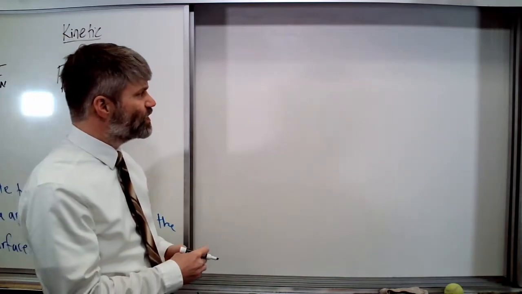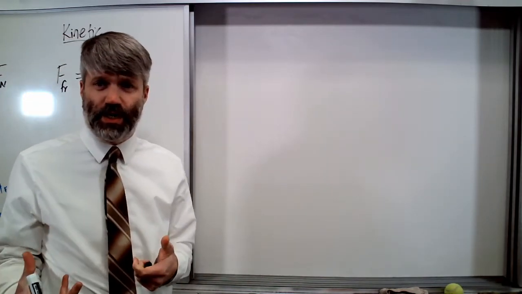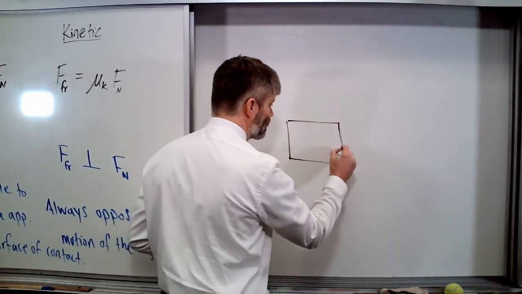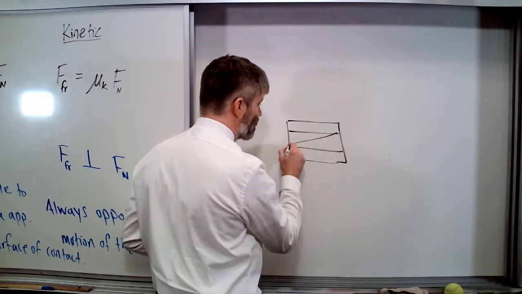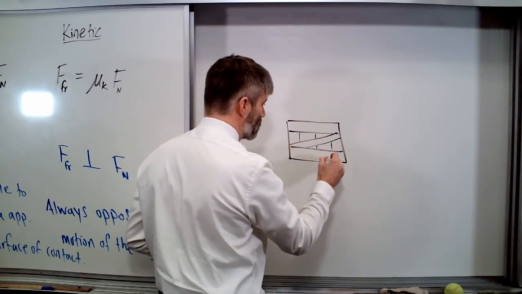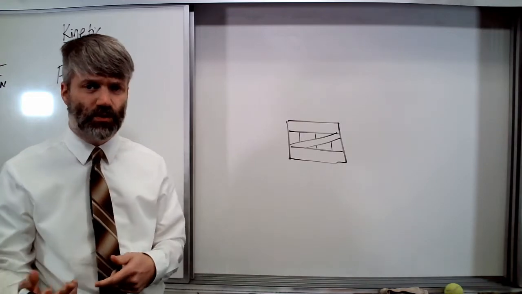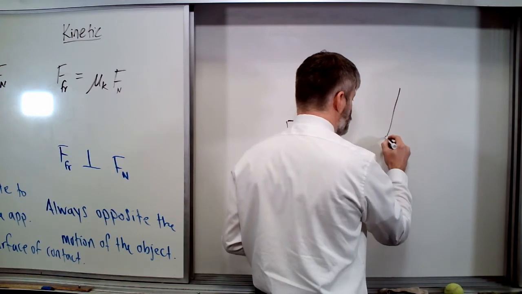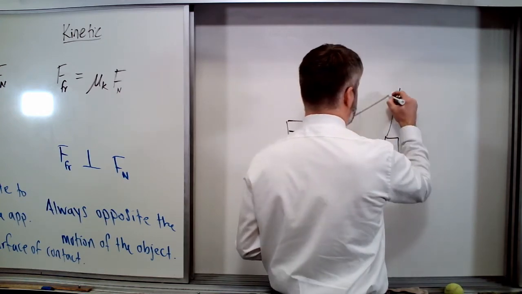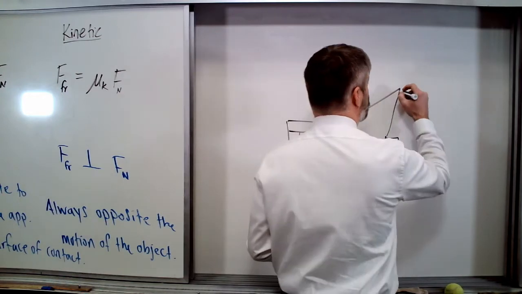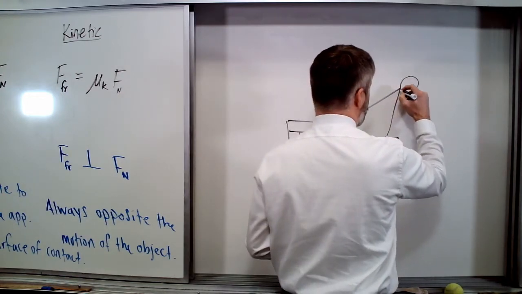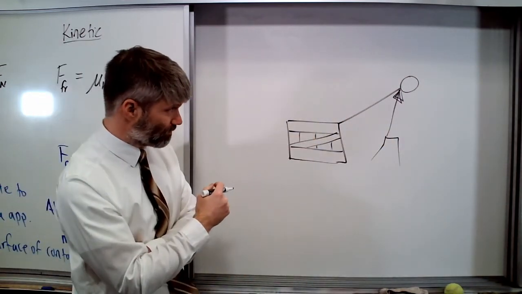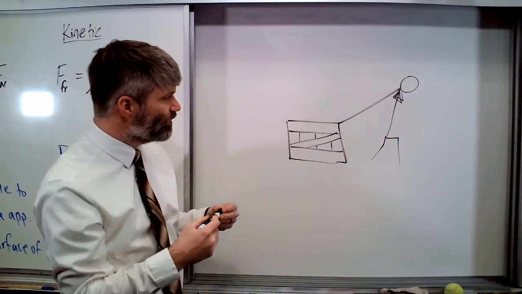Okay? So what we've got here, let's do an actual diagram of this just to make sure we're all on the same page. We've got a crate. And then the student is pulling the crate with a 750 Newton force at an angle of 30 degrees from the horizontal. Alright? So what we've got here is the crate.